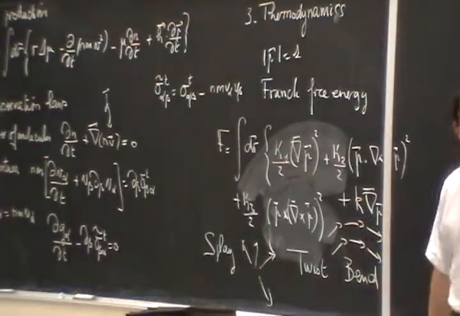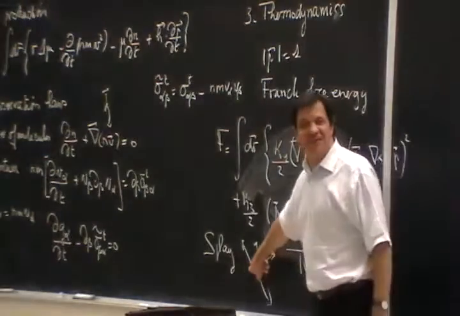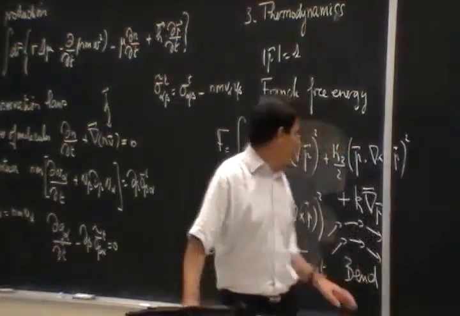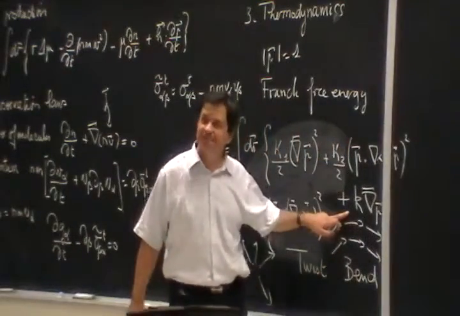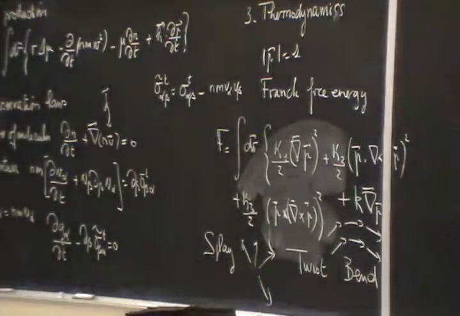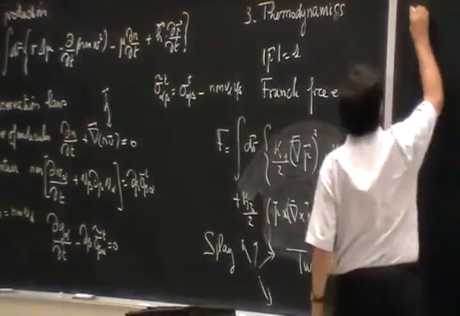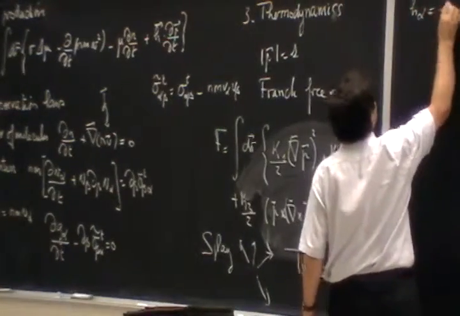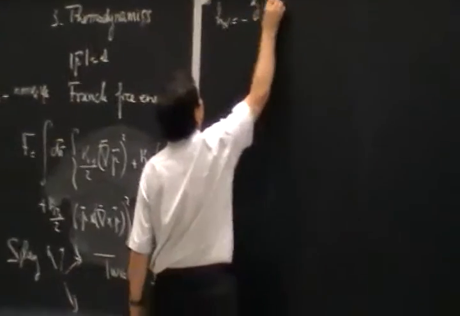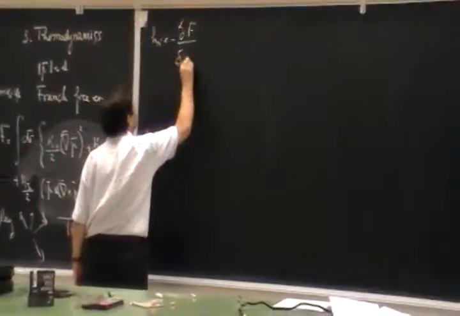Now if I come back to your question, if I have a defect, there is a core of the defect, and then I have to worry about this term here. But strictly speaking, this term exists. So the field is just a derivative, so H alpha is minus the functional derivative of F with respect to P alpha.